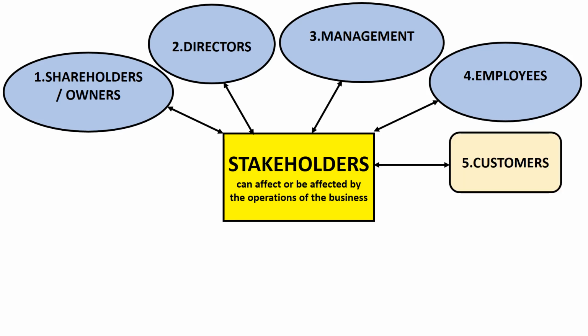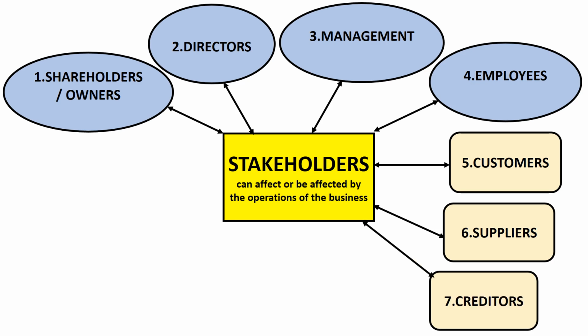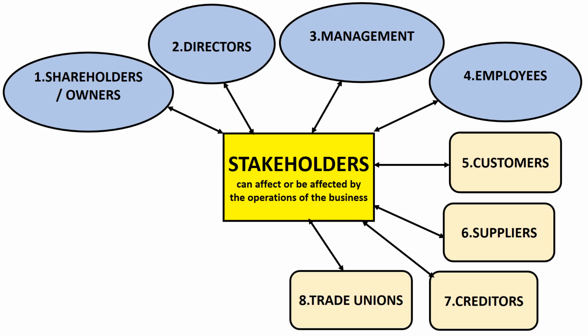Fifth, customers of the business. Sixth, the suppliers of inputs to the business. Seventh, creditors of the business, that is, people who lend money to the business, such as banks. Eighth, trade unions.